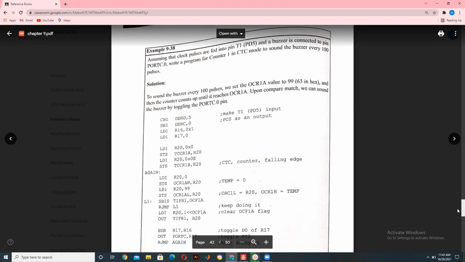After that, the counter is set to zero, with the counter on falling edge given to it. And then we would be declaring R20 value first as 0, and then making it temporary. The OCR value is 99, and then after that we would be raising its flag until it's done, and then its flag is removed.